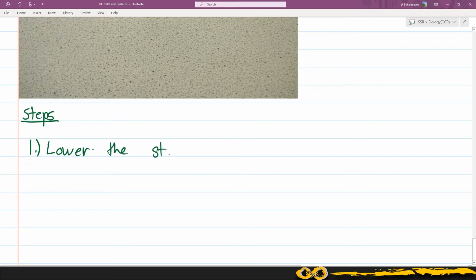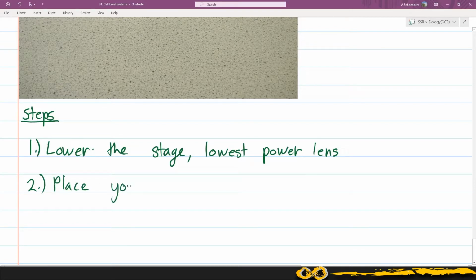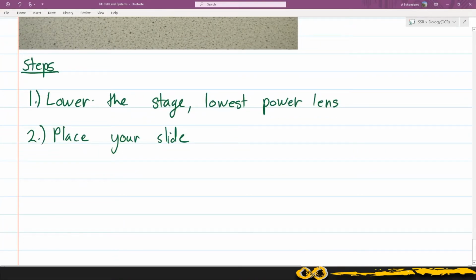and by selecting the lowest power lens. And we do this to make sure that there is enough space and that we're not going to bump into anything as we go. Then you place your slide into where you're going to observe it. And then you raise the stage up to the top. Being on the lowest power lens, you have the space to do this, and this is the easiest way of focusing.